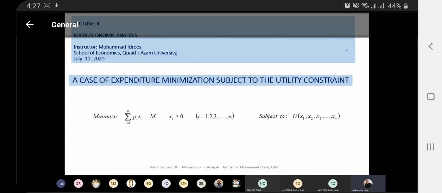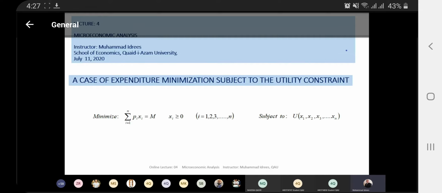You can read from the slide that we have to minimize the expenditure. What is expenditure? You know that price of a commodity times the amount of a commodity is equal to the income. X stands for commodity and P stands for the price. And your utility is a function of the commodities. You can take two commodities, you can take more than two commodities. So I have written it for n number of commodities. So in this case, the constraint is utility, which is a function of x1, x2, x3 up to xn. And the budget constraint is m equals summation pi xi if there are n number of commodities.